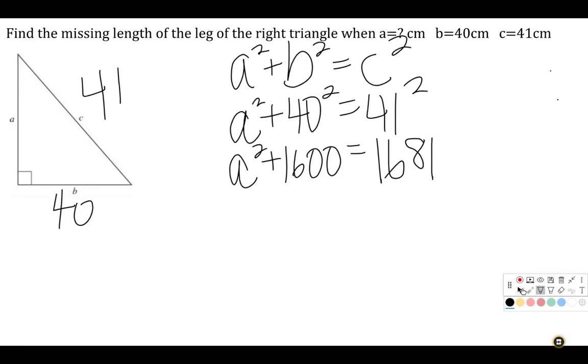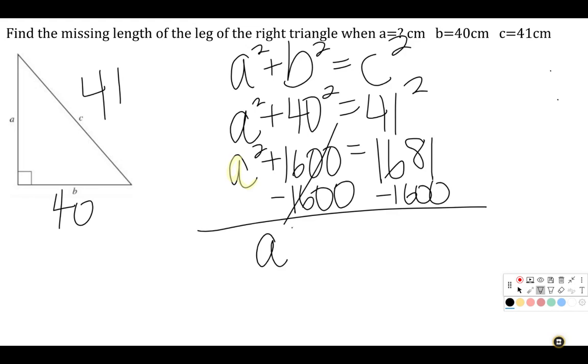1681. All right, so now we have to solve this equation. If we're solving for our missing variable, A, we have to get rid of all this. So we're going to start by getting rid of that 1600. The way we get rid of 1600 is we subtract it. If you have $1,600, the way you get rid of it is spending $1,600. So we're going to subtract 1,600 from both sides. And we get 81. Feel free to check that in Desmos.